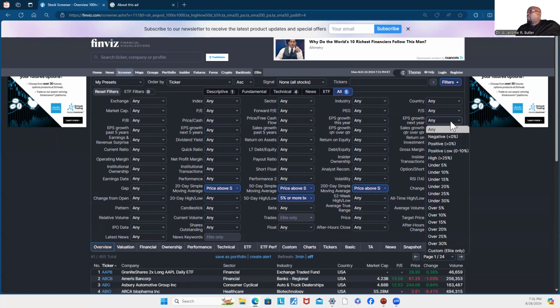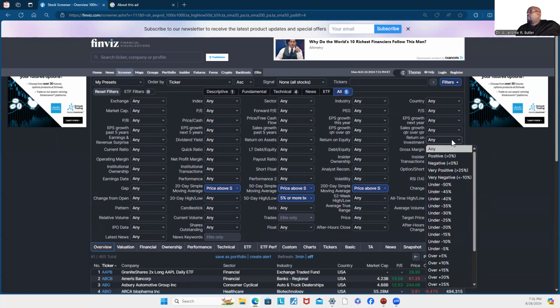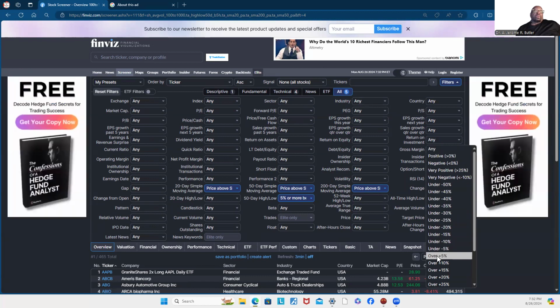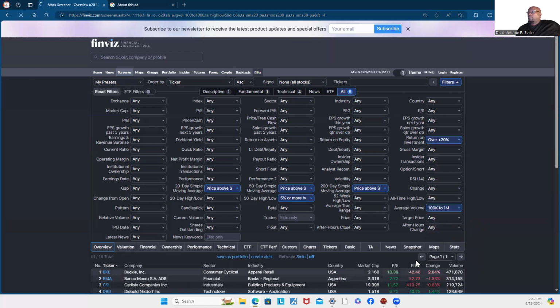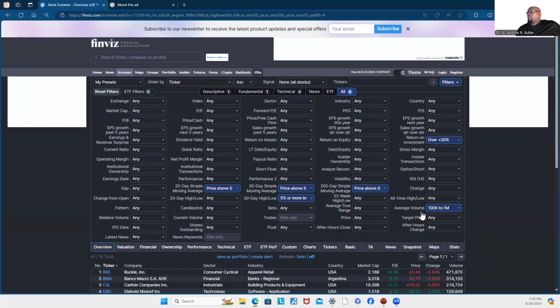For training purposes, not growth for next year, sales for next year, return of investment, gross margins. Let's go with return of investment. And return of investment, we're going to go over 20, I'm sorry, over 20. That brings us down to 16.